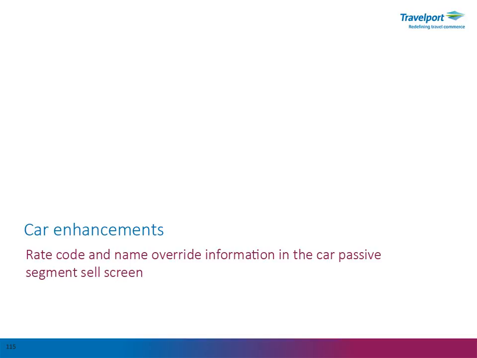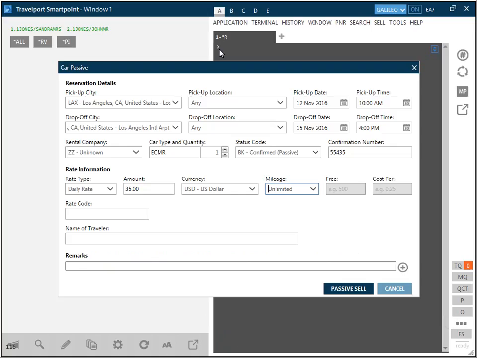This enhancement means that you can now enter both the rate code and name override in the car passive segment sell screen, in addition to up to 3 lines of remarks. In this scenario, you need to add a passive car segment for a passenger picking up and dropping off a car in Los Angeles. You know the rate code. The driver is not the same as the passenger name shown in the PNR. You also want to add some remarks regarding the passenger's driver's license.